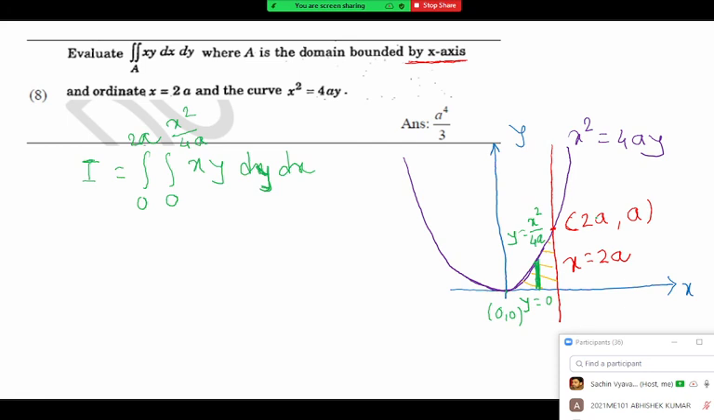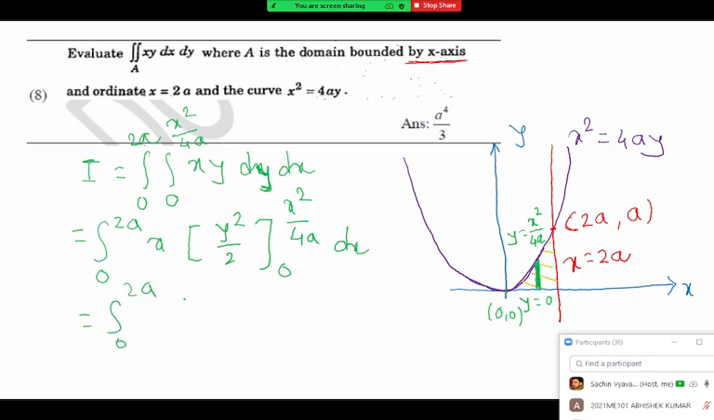And now you have to do the integration. Just integrate it one by one and you should get the final answer as a raised to 4 by 3. So let me do the steps. 0 to 2a as it is, x will be as it is. The integral of y dy is y square by 2, and it is 0 to x square upon 4a dx. Now 0 to 2a, this is x. Then you replace y by x square by 4a. So what will be the bracket then?